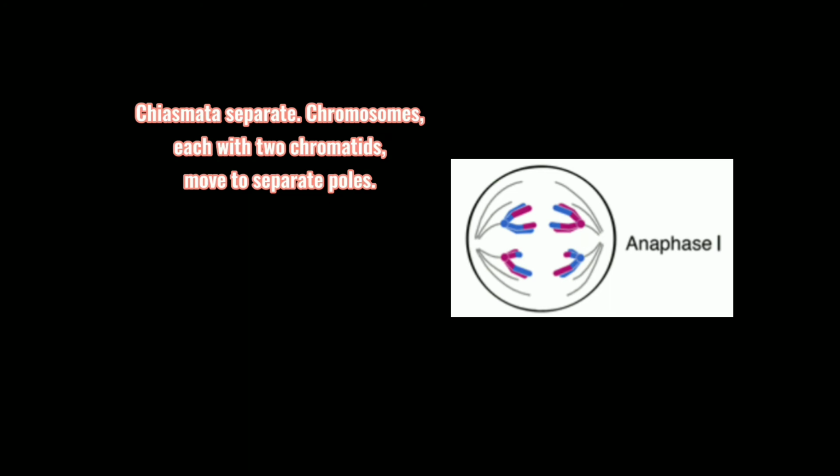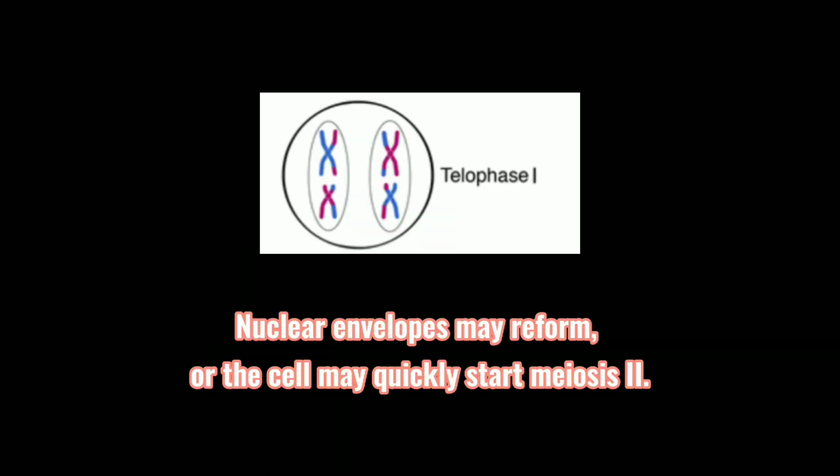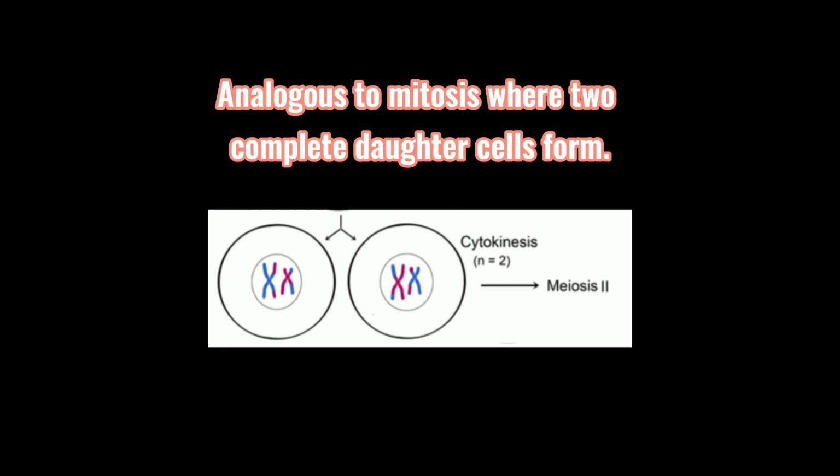Chromosomes, each with 2 chromatids, move to separate poles. Each of the daughter cells is now haploid, with 23 chromosomes, but each chromosome has 2 chromatids. In telophase I, nuclear envelopes reform, or the cell may quickly start meiosis II. Cytokinesis is analogous to mitosis, where 2 complete daughter cells form. This phase is preparation for meiosis II.